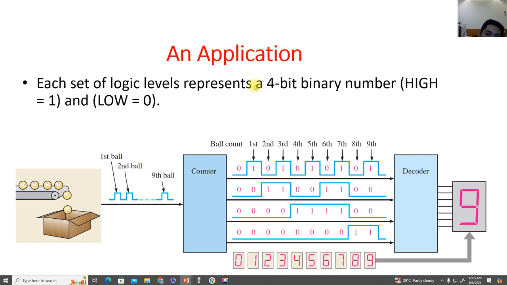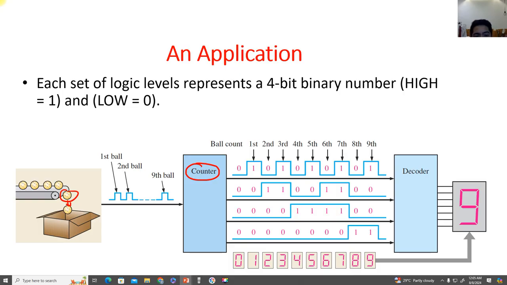Okay, an application of this would be this type of counter, wherein each set of the logic level represents a 4-bit binary number, high being 1 and low being 0. As you can see here, as the balls fall down this box, if we just needed 9 balls to fall into this, this will be measured by the sensor, and this sensor will sense an electrical signal by being inputted that signal, a digital signal, into the counter.